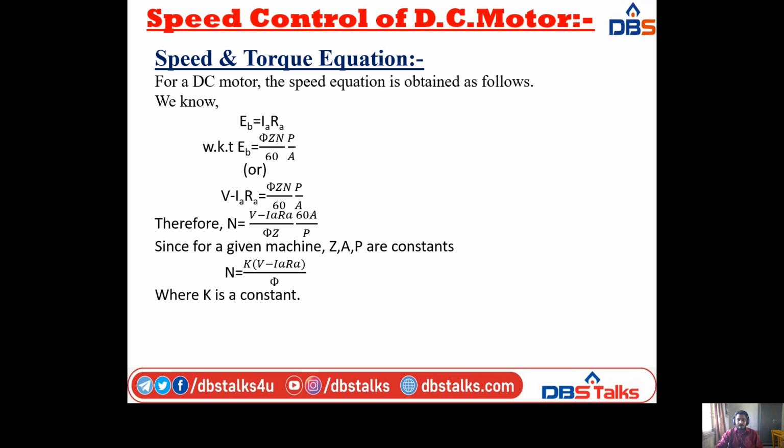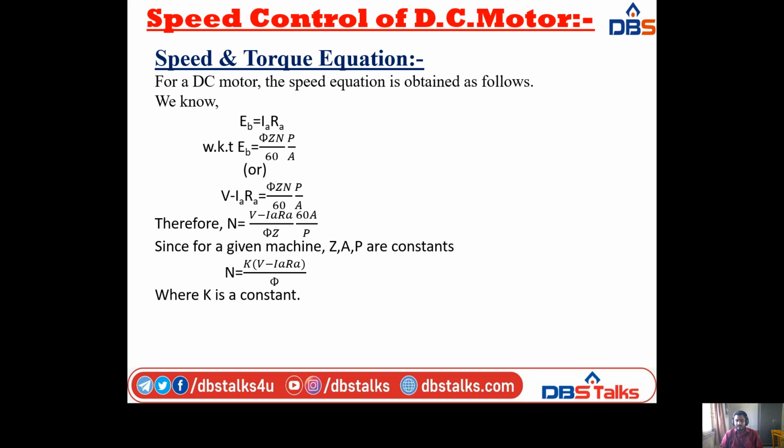Before going to speed control of DC motors, firstly we have to see the speed and torque equation of a DC motor. In the previous class I discussed the torque equation, and now in this class I will focus on the speed equation of a DC motor. So for a DC motor, the speed equation is obtained as follows.